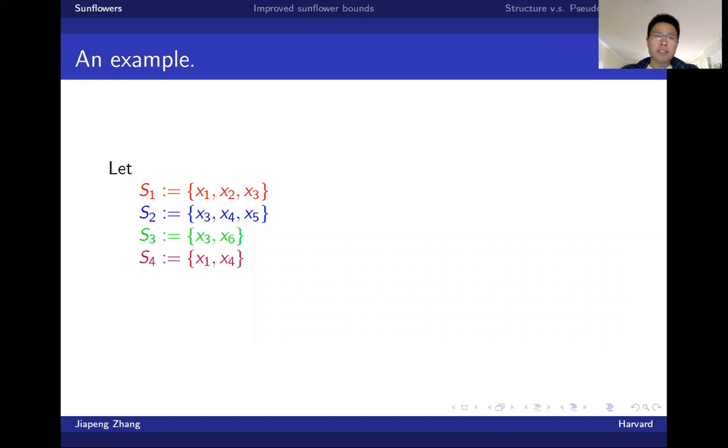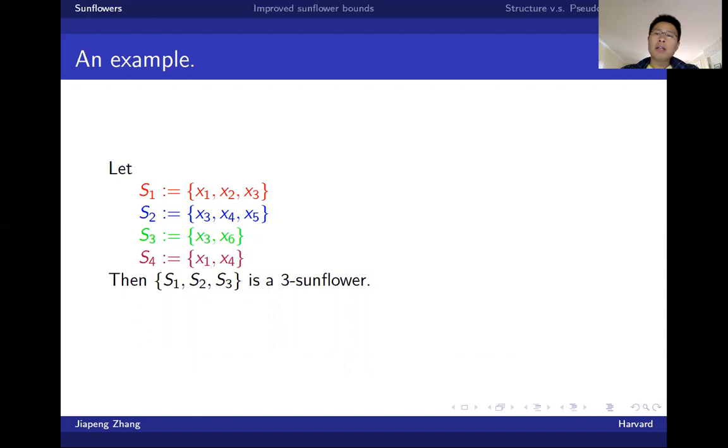Okay, let me tell you an example. Let's say we have four sets: S1, S2, S3, and S4. First, this is a three-set system because each set has size at most three. Now if you pick the first three sets, S1, S2, and S3, then this is a three sunflower because the common intersection of these three sets is X3. Notice that X3 belongs to every set.